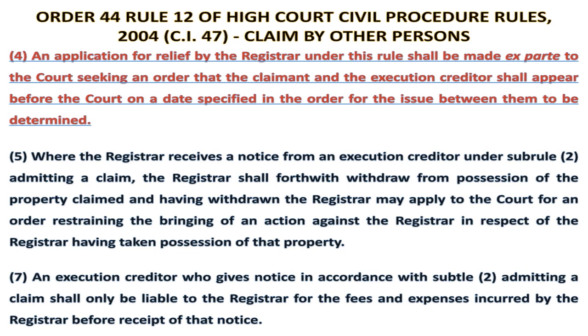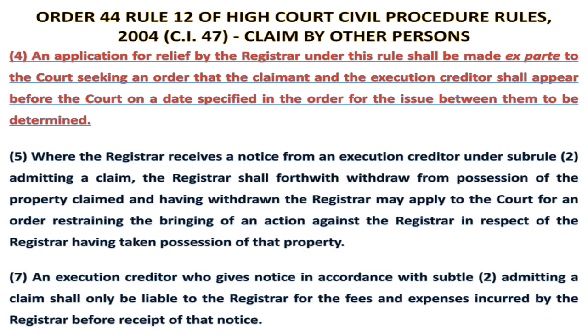So look at Order 44, Rule 12. An application for relief by the registrar under this rule shall be made ex parte to the court seeking an order that the claimant and the execution creditor shall appear before the court on a date specified in the order for the issue between them to be determined. This is the interpleader proceeding, that an application for relief by the registrar shall be made ex parte to the court, seeking an order that the claimant and the execution creditor shall appear before the court on a date specified in the order for the issue between them to be determined.